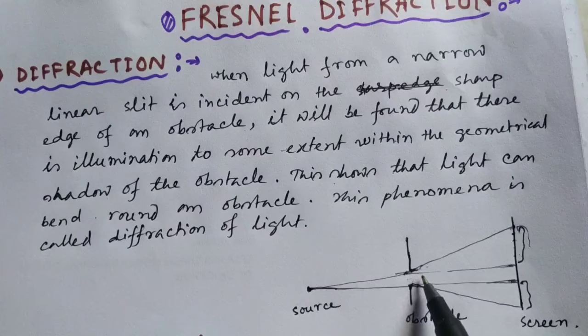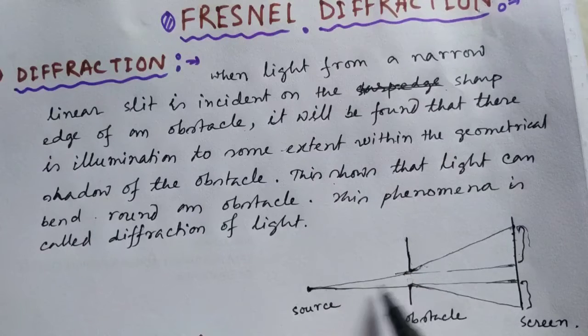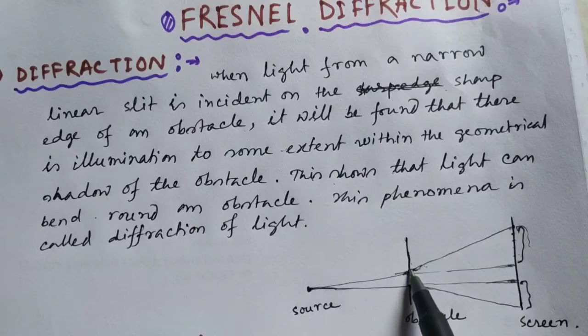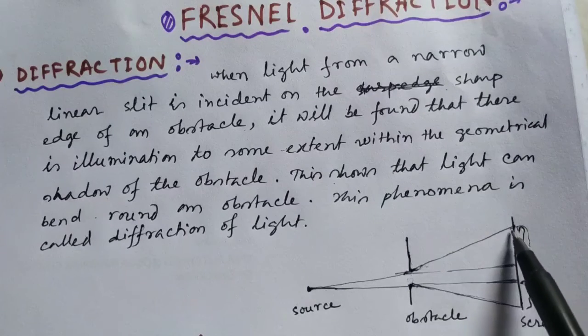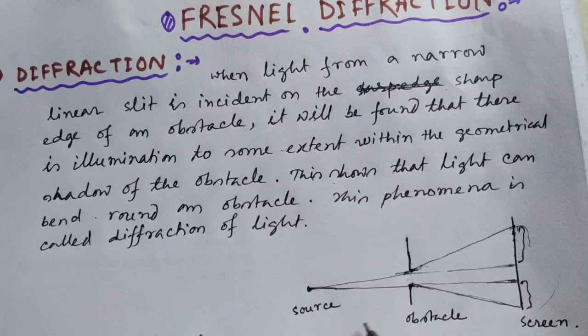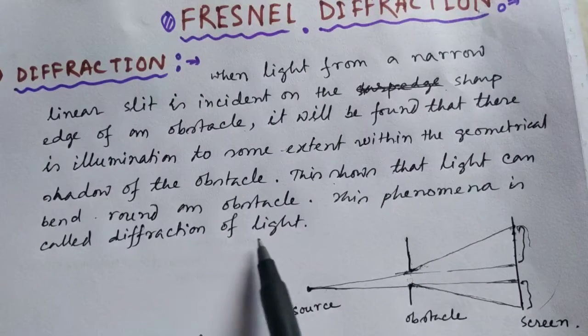Now the light will bend. The source emits light or rays which are incident on the obstacle, and then the light or rays bend around the sharp edge, and within the geometrical shadow we see some illumination, meaning bright fringes or dark fringes. So this phenomenon is called the diffraction of light.